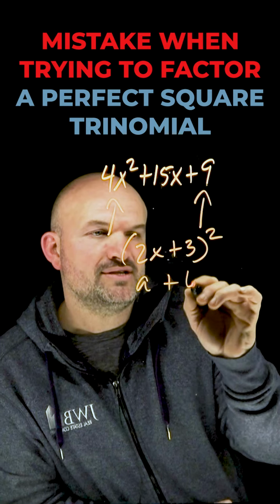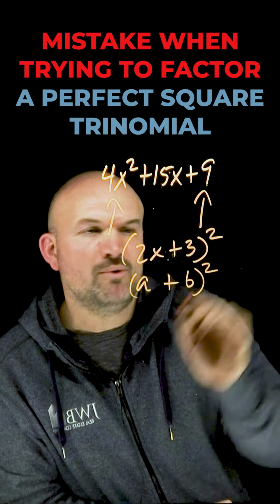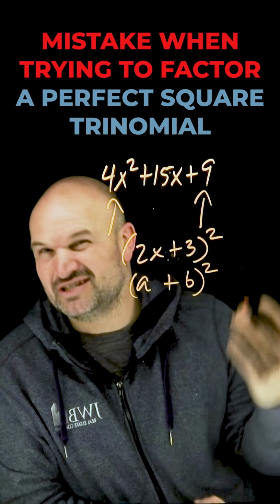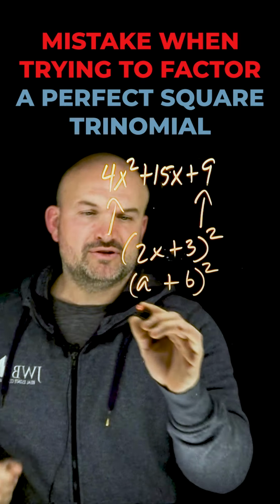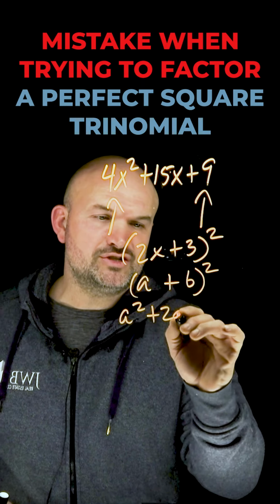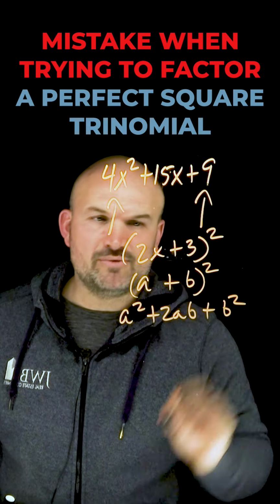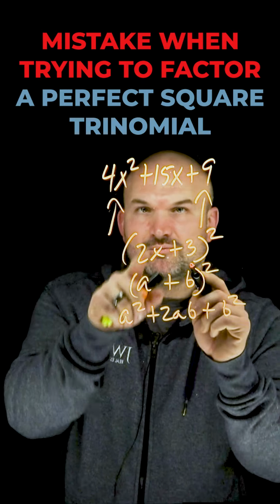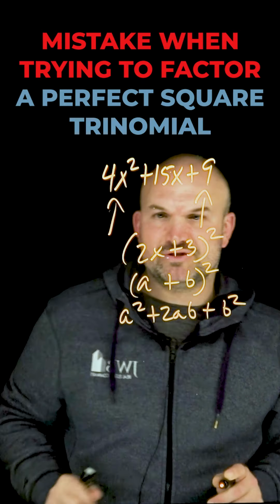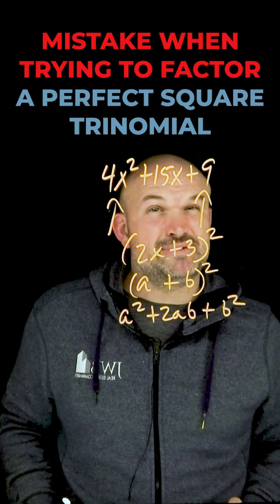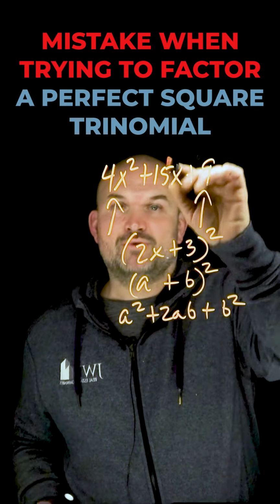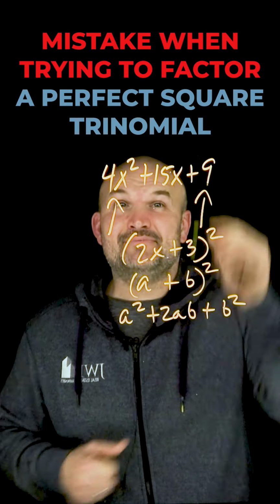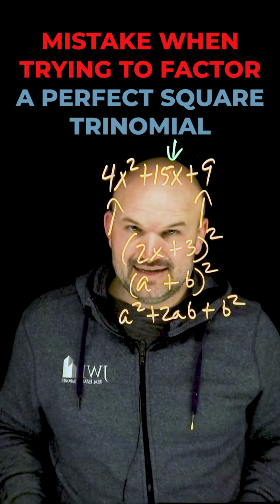Perfect square trinomials have the first term and the last term squared, and they're exactly the same. But when you expand them out, you get a squared plus 2ab plus b squared. So if this was a perfect square trinomial, my middle term would be 2 times 2x times 3. Well, 2x times 3 is going to be 6x, times 2 is going to be 12x. And unfortunately, in this example, I have a 15x, not a 12x.